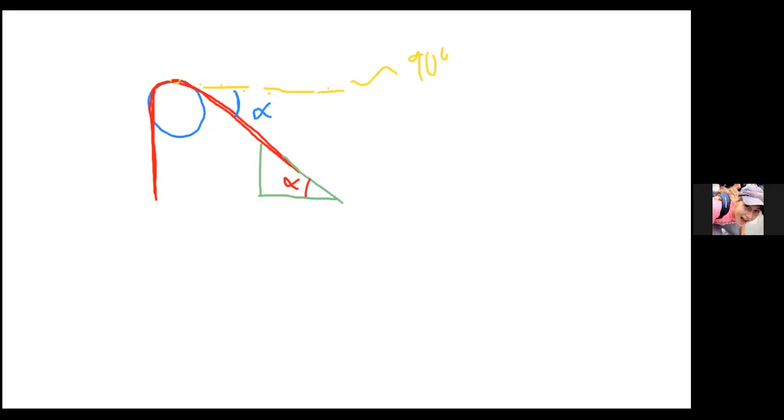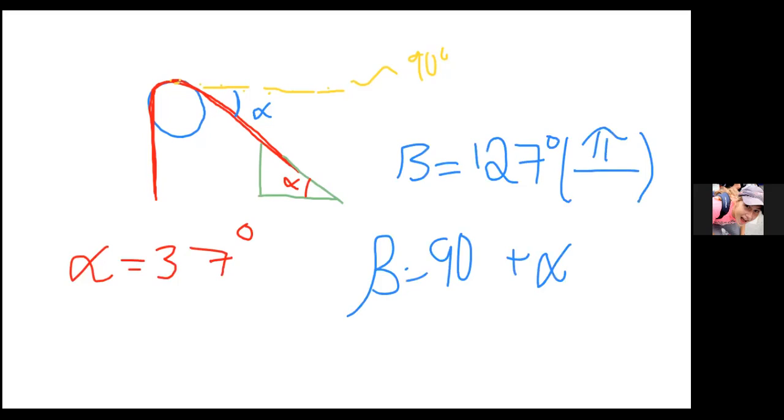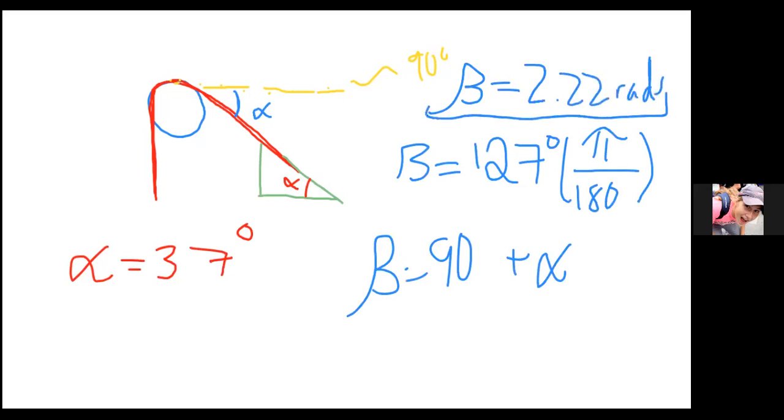So if we're able to find that alpha is equal to approximately 37 degrees, we know that beta is equal to 90 plus alpha, or beta is equal to 127 degrees. We should remember that we need this in radians, so we can multiply by pi over 180 to convert that. I got a beta value of roughly 2.22 radians to be able to plug in. So that was the only other thing that I wanted to touch on with these problems.